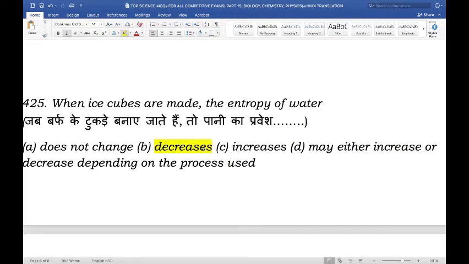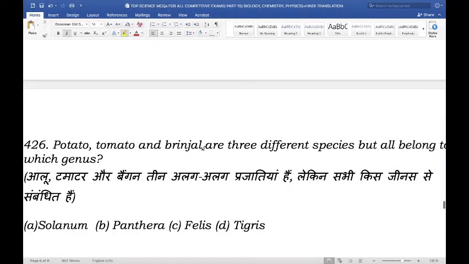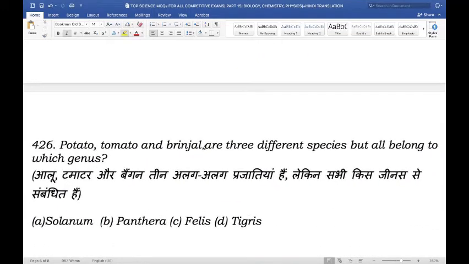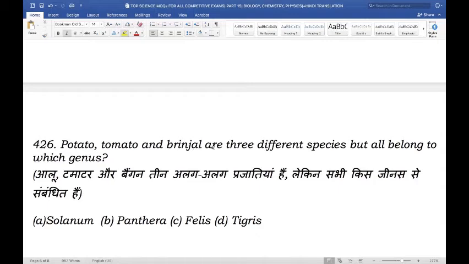The entropy is related to the disorder in the system. So in making of ice cubes, the molecules become ordered. Therefore, entropy decreases. Next, potato, tomato, and brinjals are three different species that all belong to which genus?